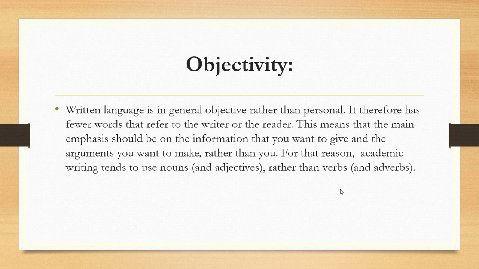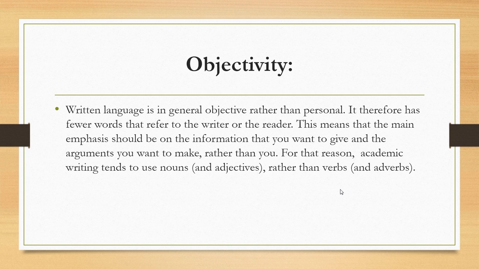Objectivity. Written language is in general objective rather than personal. For most of the time, it is objective rather than subjective. It therefore has fewer words that refer to the writer or the reader. This means that the main emphasis should be on the information that you want to give and the arguments you want to make, rather than on you.